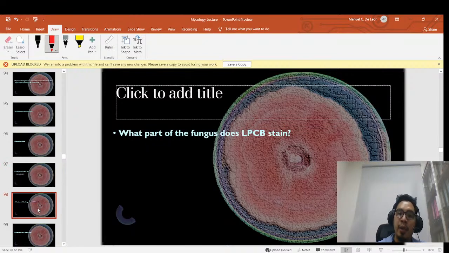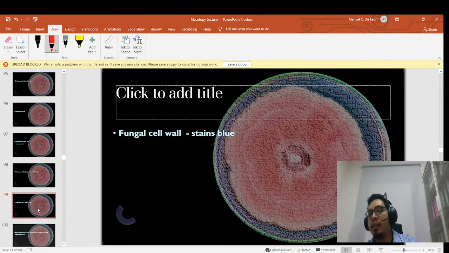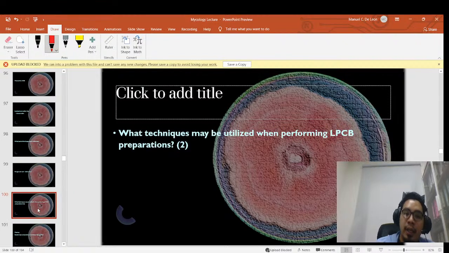Amann stain. What part of the fungus does LPCB stain? It stains the fungal cell wall. It stains blue, as I mentioned before. And what are the techniques that may be utilized to perform LCPB?